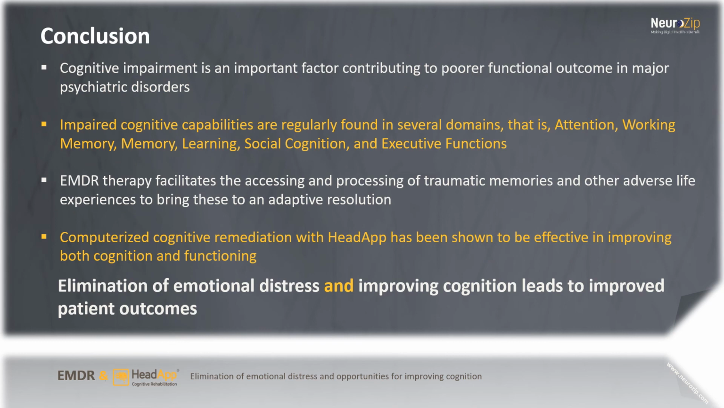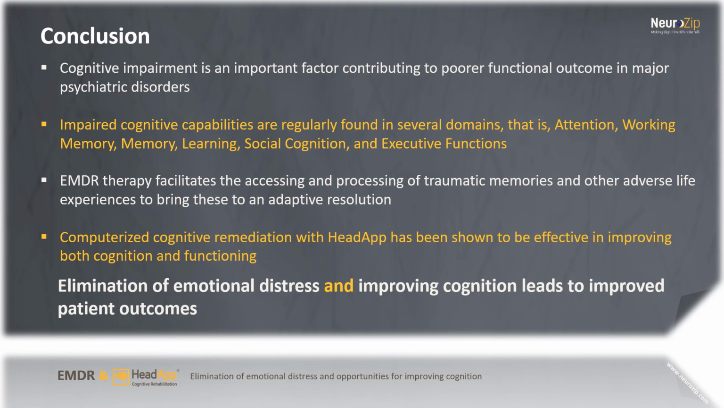In conclusion, what we've learned from these cases, I believe, is the following kind of ideas. The cognitive impairment is an important factor in contributing to poorer functional outcome in major psychiatric disorders. As I said earlier, that's not the first thing you think of when you think of cognitive dysfunction and it being related to a psychiatric disorder. It just doesn't seem like they fit together.